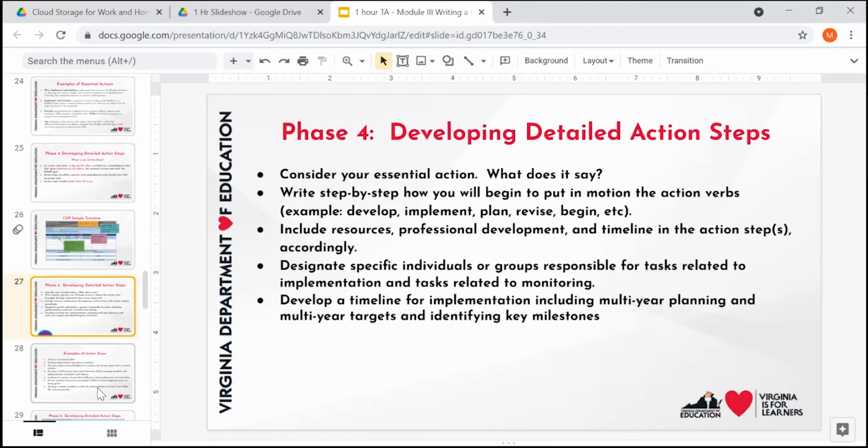So thinking about those benchmark milestones and including those in the plan so everybody knows up front, okay, we're going to meet again on this date and we're going to pull this data and we're going to look at it and see where we are. And so we can have time to make corrections if needed.